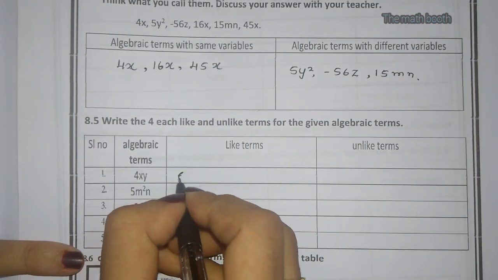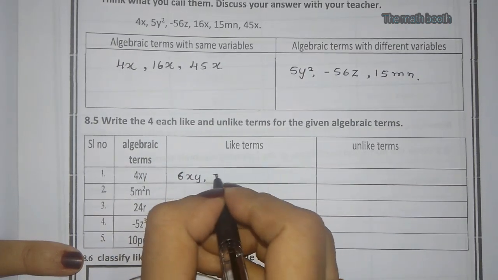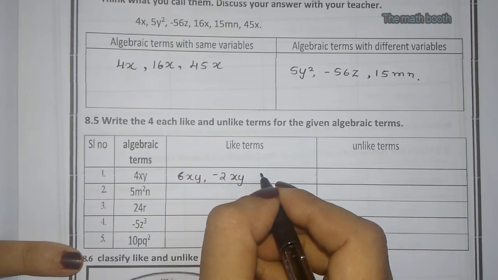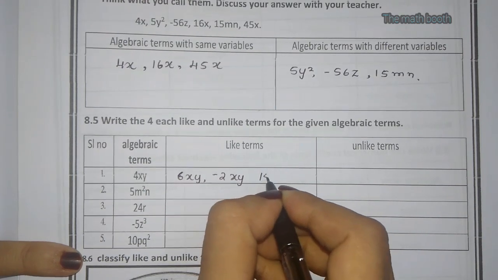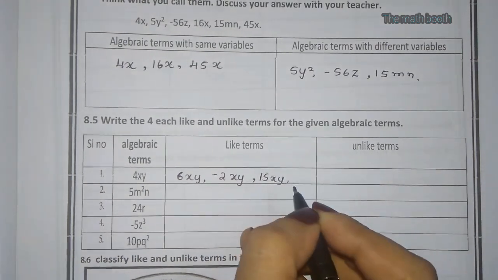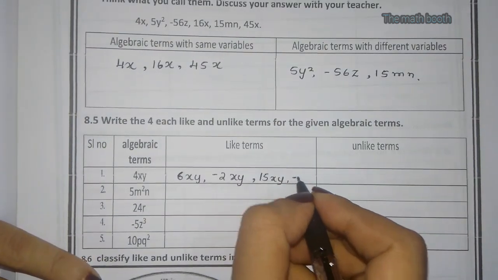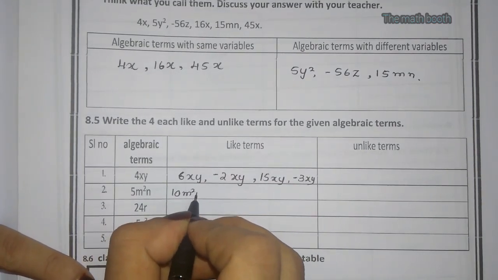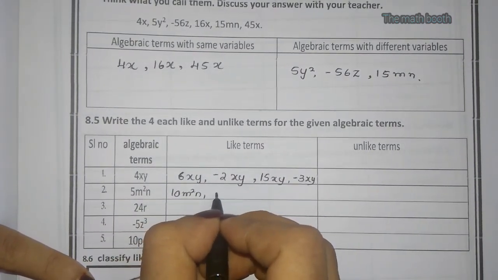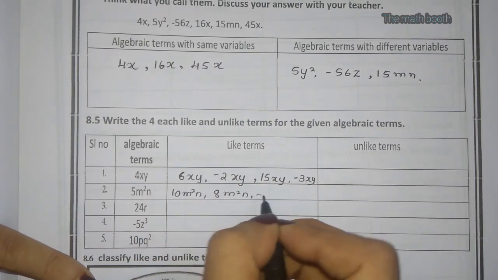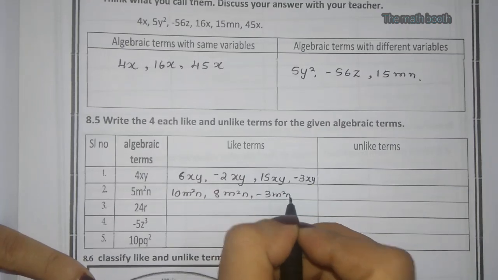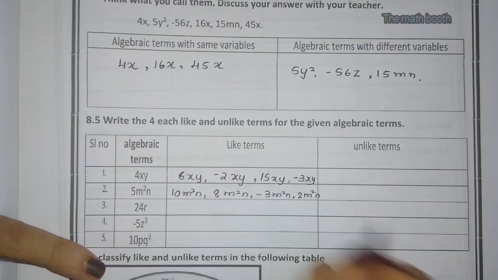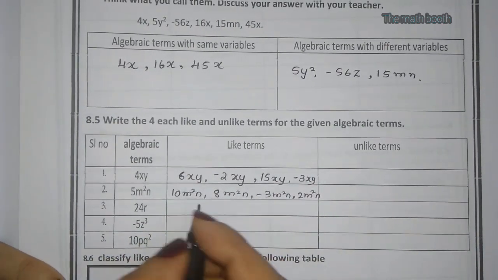I'll write 6xy, minus 2xy, 7, any number we can take, 15xy, then we can go for minus 3xy, any 4 terms. Okay, here 5m square n, 10m square n, 8m square n, minus 3m square n, and I can write 2m square n. Any like terms, same variable.